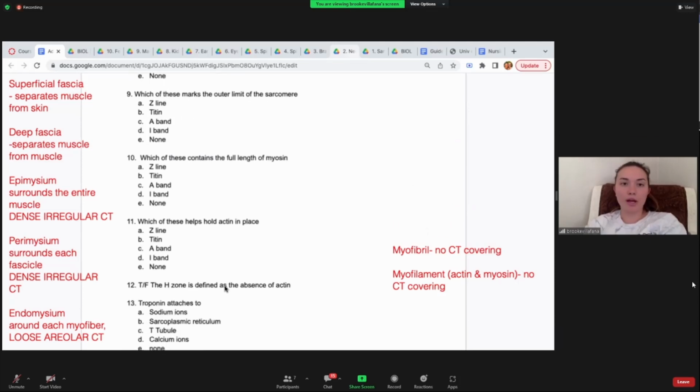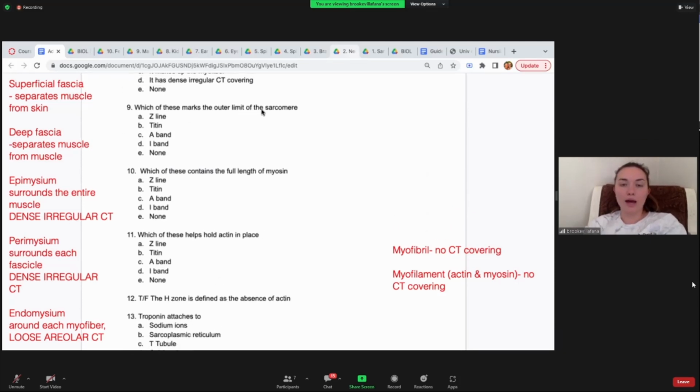Okay, question number 9. Which of these marks the outer limit of the sarcomere? Good, it's the Z line, right? Z line can also be called Z disc. They are just names for the same thing. So it's Z line or Z disc. Definition, it marks the outer limit of the sarcomere.